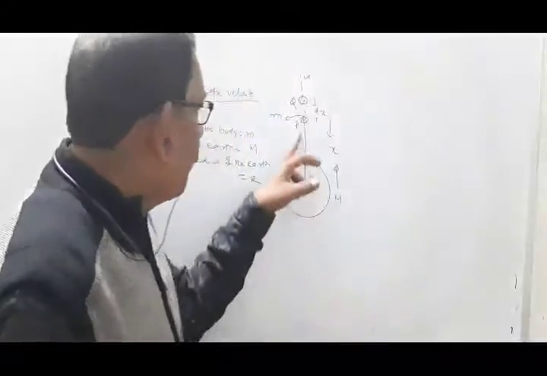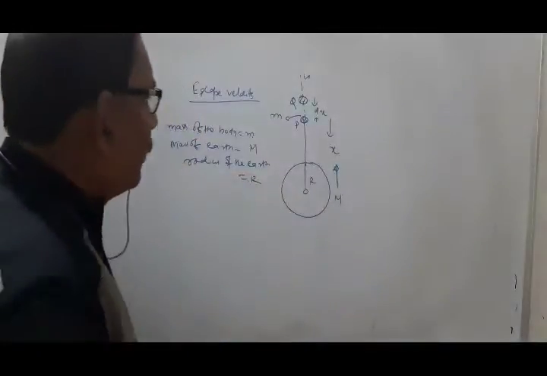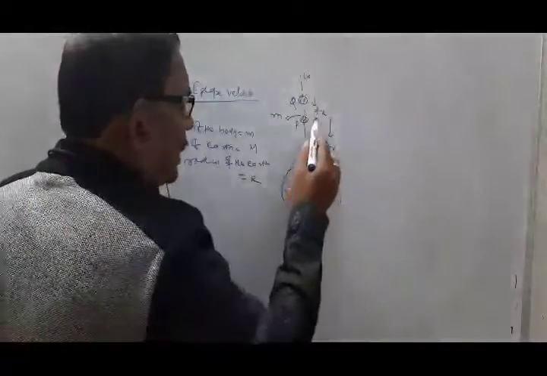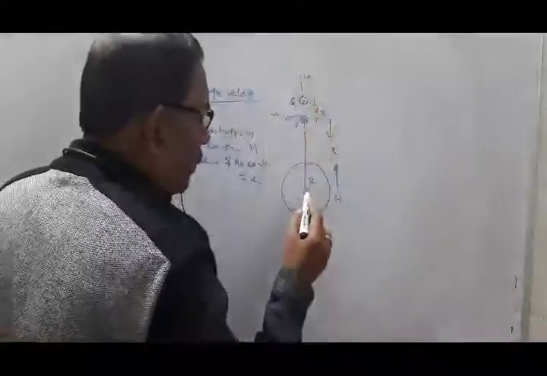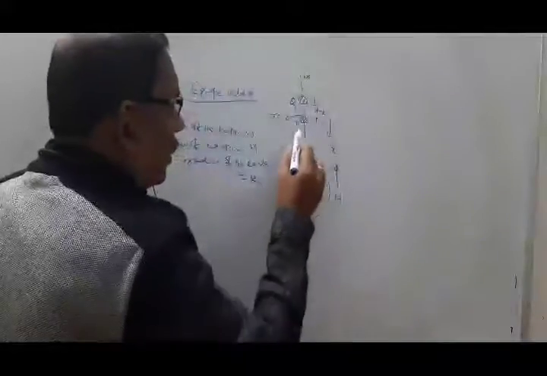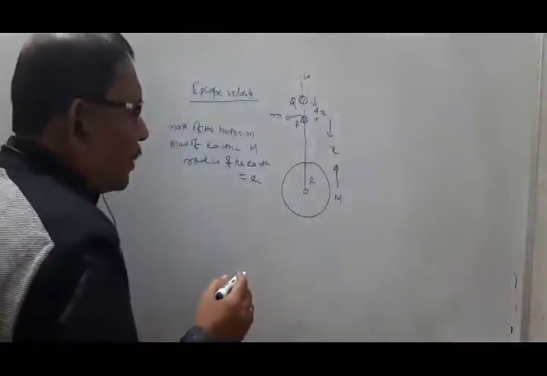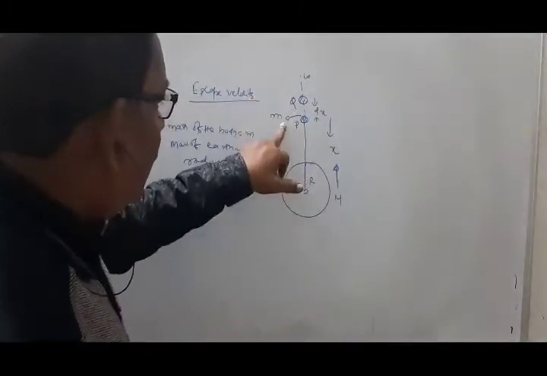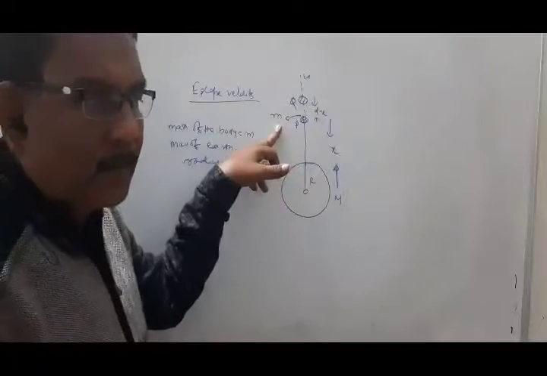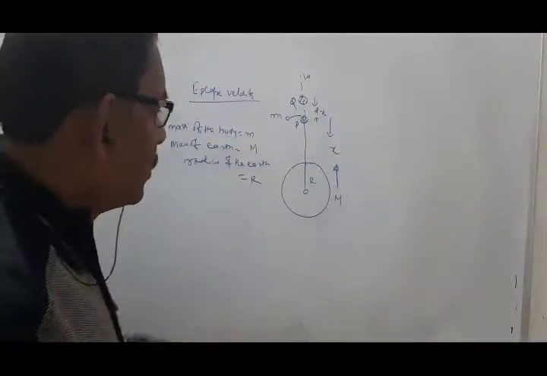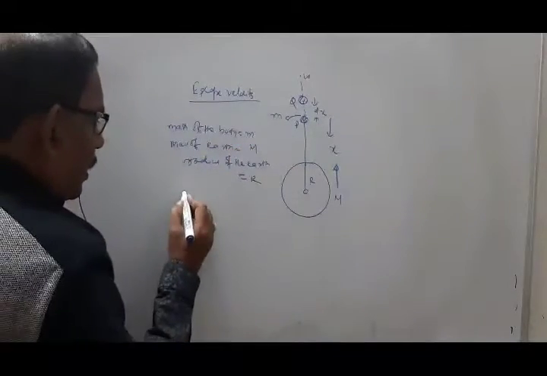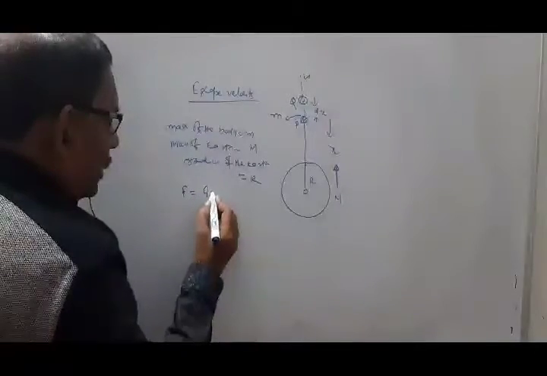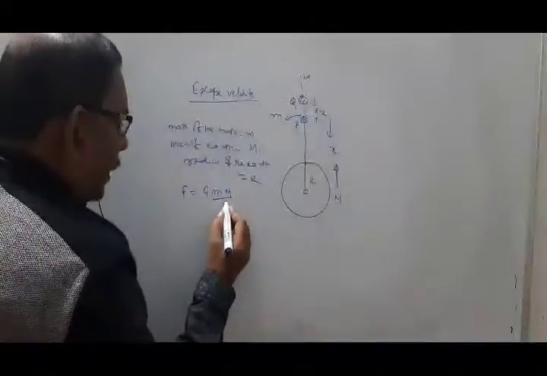Now consider a body, say a satellite, of mass m at a distance x from the center O. At this point P, what is the force of attraction between the earth and the body? With the body's mass small m, here F is equal to GMm by x square.